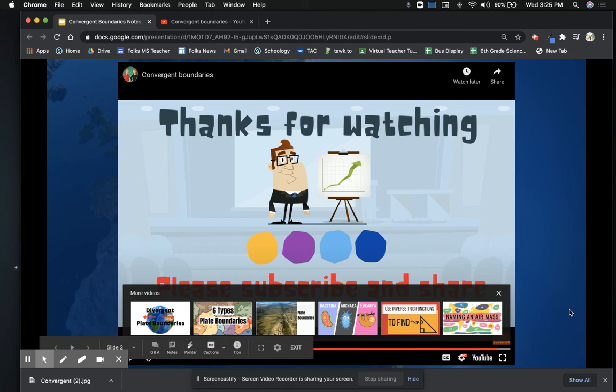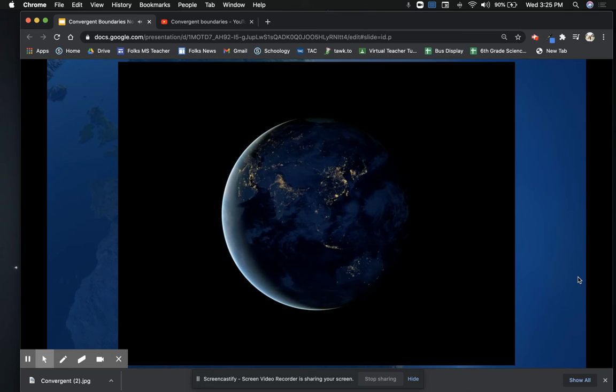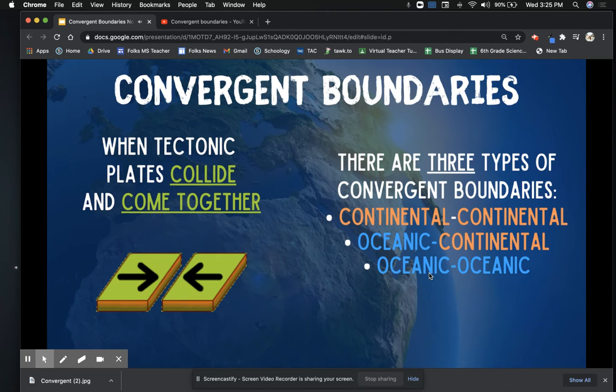So this video just went over a quick summary of convergent boundaries, and we're going to keep talking about the different convergent boundaries. Welcome to Moo Math and Science. So like the video said, convergent boundaries are when tectonic plates collide and come together. So they are moving towards each other. There are three types of convergent boundaries. We have our continental and continental, our oceanic and continental, and our oceanic and oceanic. And we're going to talk a little bit more about each of these.